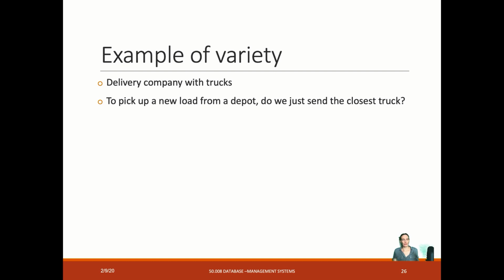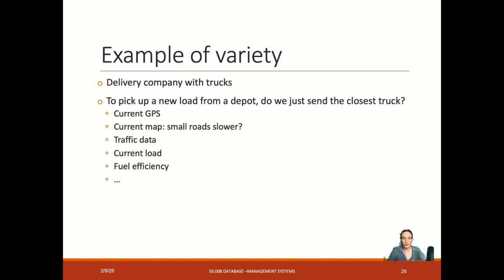What data do we look at? This is normally where I'd ask you to think and tell me which data should we look at. Okay. Should we look at which truck is closest on a map? Maybe we also want to look at some other things. How about the traffic? Will it get here fast? What about the fuel efficiency? Maybe you want to send the truck, not the biggest truck, because you only have a small package.